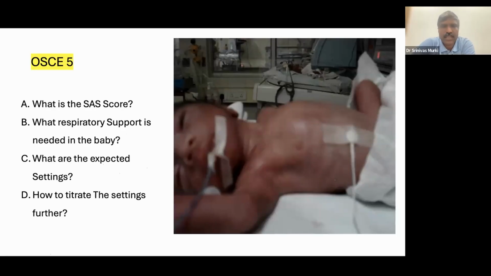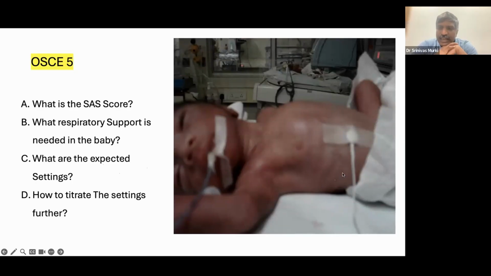And if you are starting bubble CPAP, what are the settings? If you start bubble CPAP for this baby, what settings will you start with? Wonderful. Good, good. What about the third parameter? So wonderful. All of you are correct that you start with a PEEP of 6, or you call it a CPAP of 6 rather than PEEP. The rule of 5 doesn't apply now. There is a small change there. And you are all DNBs, so it is not the rule of 5 for you people.